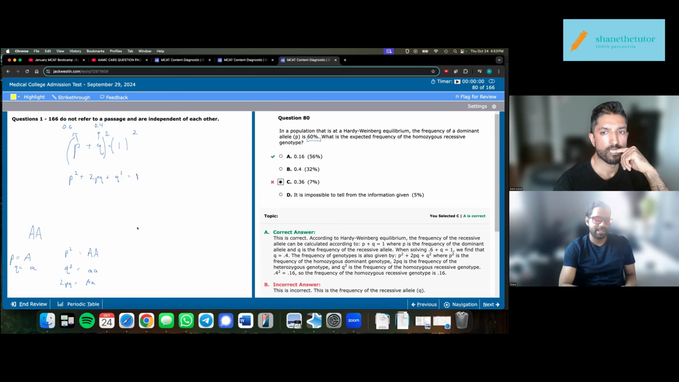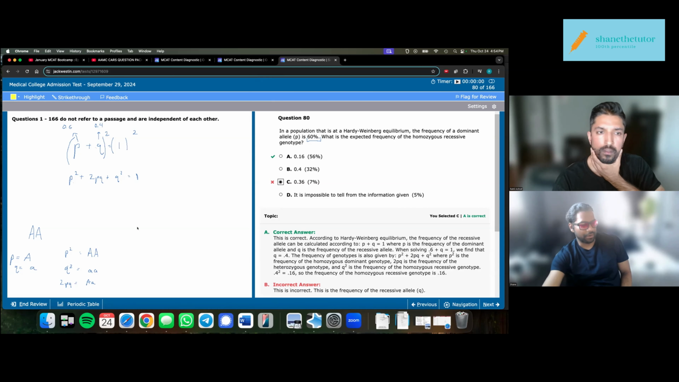So now they're asking, what is the expected frequency of the homozygous recessive phenotype? So what would that be equal to, from down here, the choices?